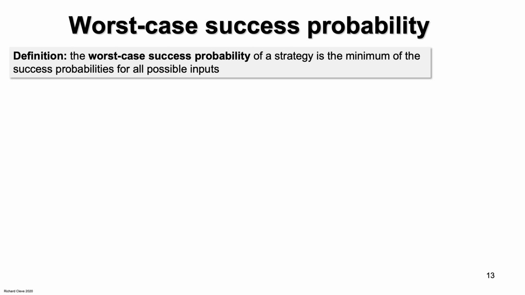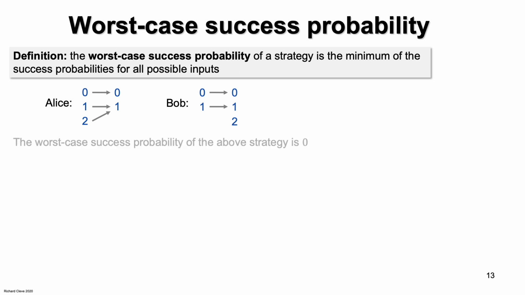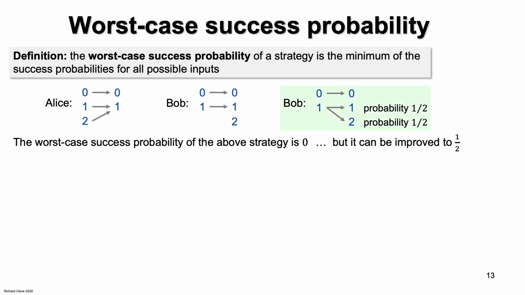Here's the classical bit strategy that we just looked at, whose average case success probability is 2/3. What's its worst case success probability? For the worst case instance, the success probability is 0. If the trit is 2, then Bob produces the wrong answer for sure. But it can be improved to 1/2 as follows. Bob decodes 1 randomly to either 1 or 2. This classical bit strategy has worst case success probability 1/2.